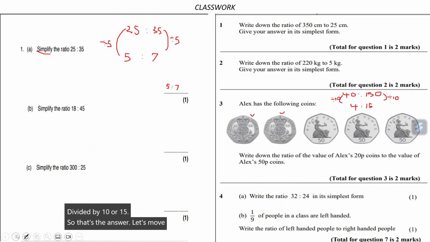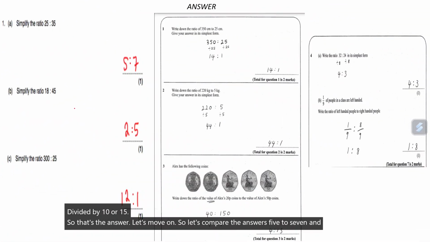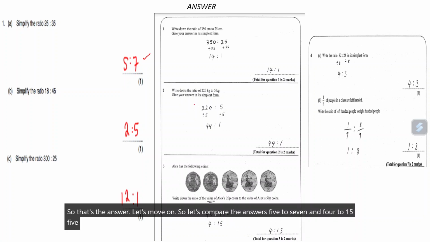Let's compare the answers: 5 to 7 and 4 to 15. 5 to 7, correct. Question 3, 4 to 15, correct. So let's move on.